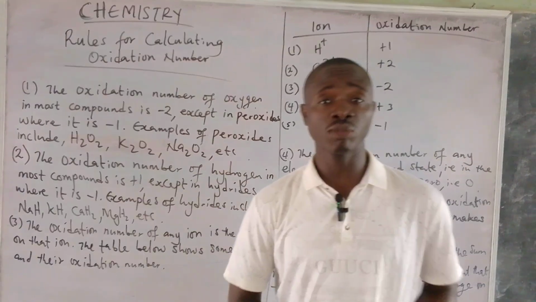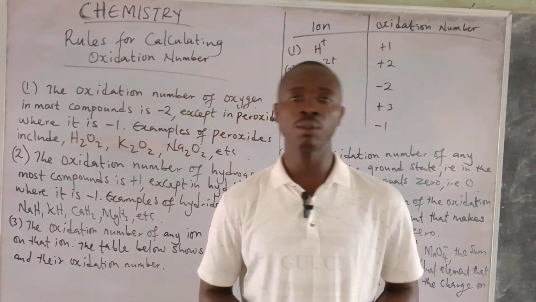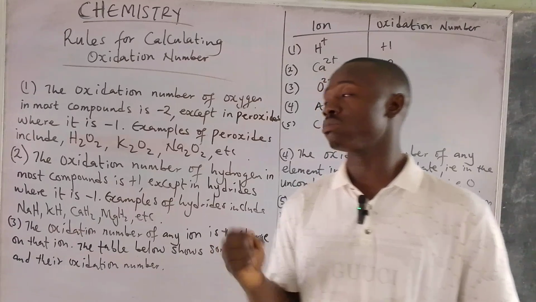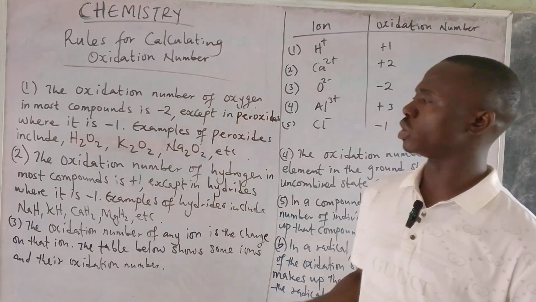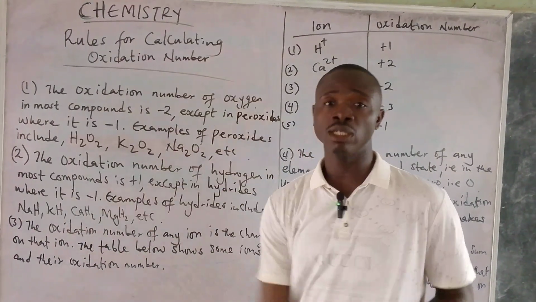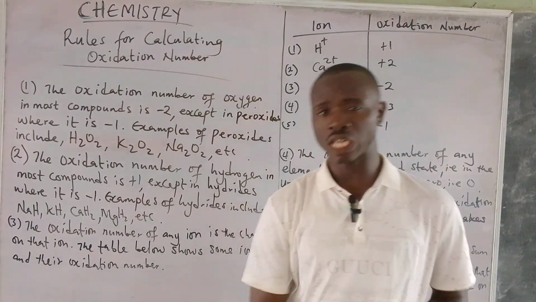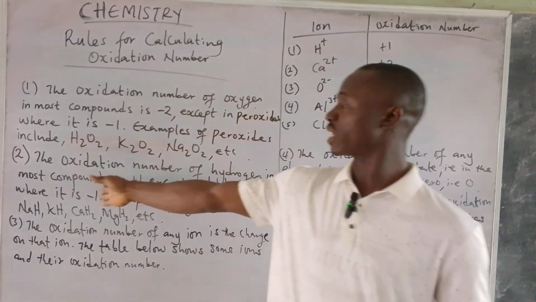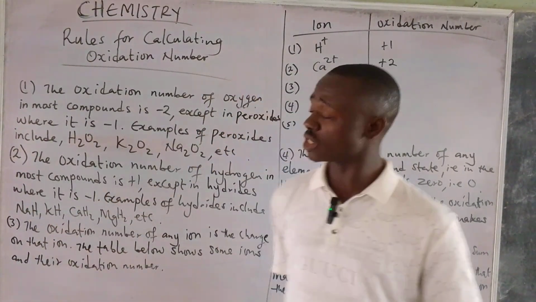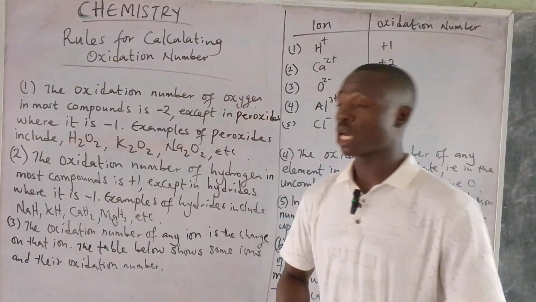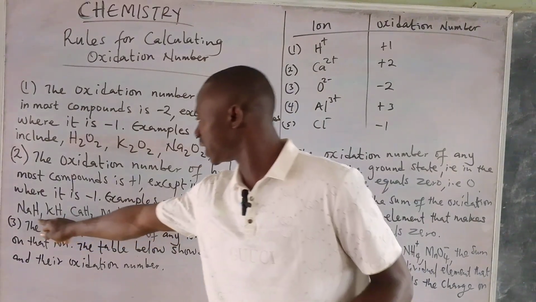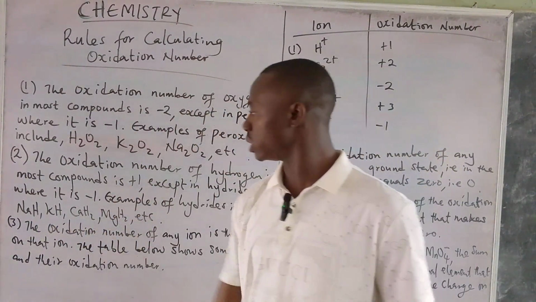Number 2 says the oxidation number of hydrogen in most compounds is +1, except in a hydride where it is -1. It looks as if the exemption for both oxygen and hydrogen is the same, -1 and -1. Hydride is any compound where you have hydrogen at the very end. Examples are sodium hydride, potassium hydride, calcium hydride, magnesium hydride, and many others. The oxidation number of hydrogen in any of these compounds is going to be -1.